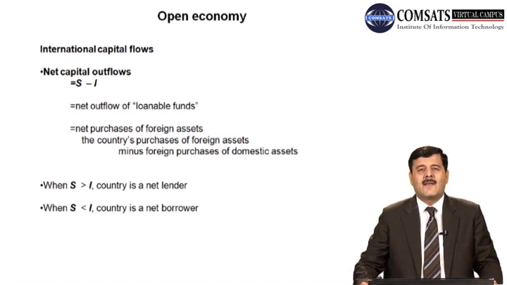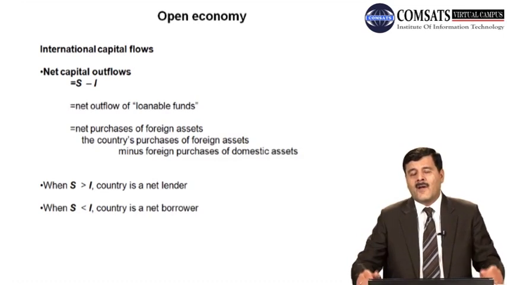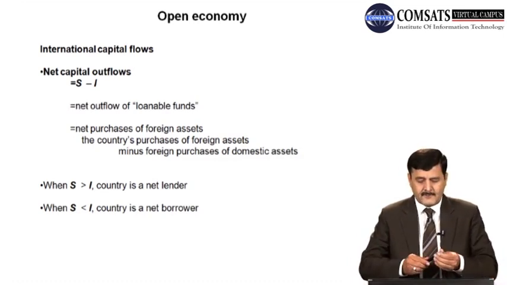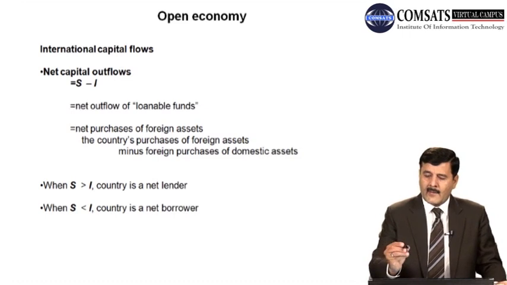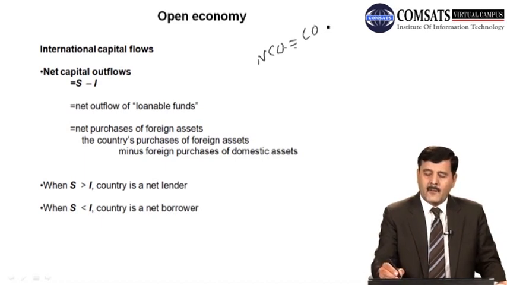So when we say that saving is greater than investment, then the country is a net lender, right? When saving is greater than investment, it means the net capital outflow, NCO, is positive. That is what it means when NCO is positive. I can write an equation for you. Net capital outflow is equal to capital outflow, CO, minus capital inflow, right?